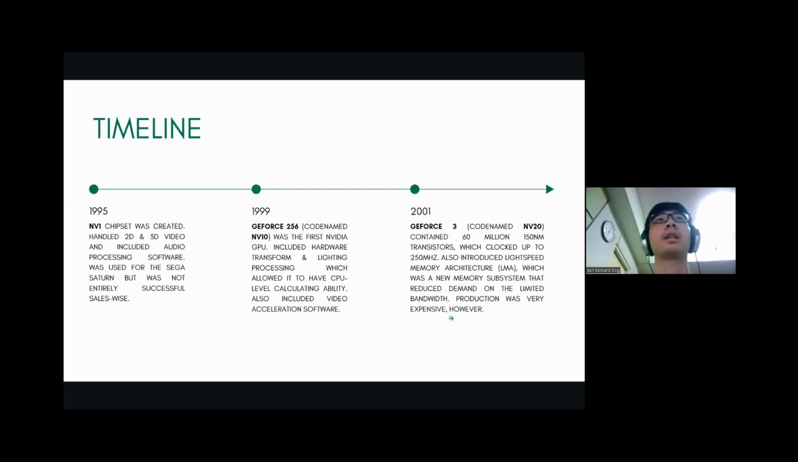The timeline goes like this. NV1 was first created in 1995 and it handled 2D and 3D video and included audio processing software. It was produced for the Sega Saturn, but was not entirely successful sales-wise. But it was enough to keep the brand afloat. In 1999, the GeForce 256 was created. It had hardware transform and lighting processing, which allowed it to have CPU-level calculating ability, and it also included video acceleration software. These features will be explained later.